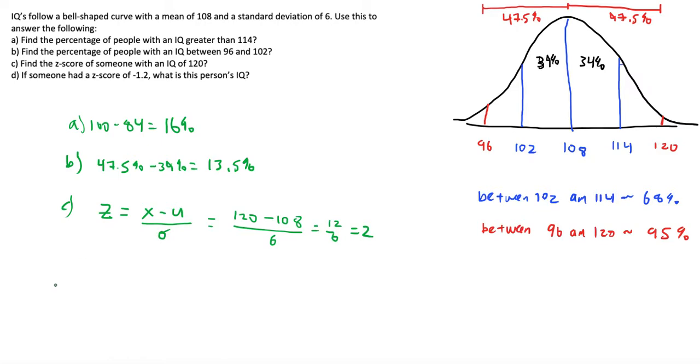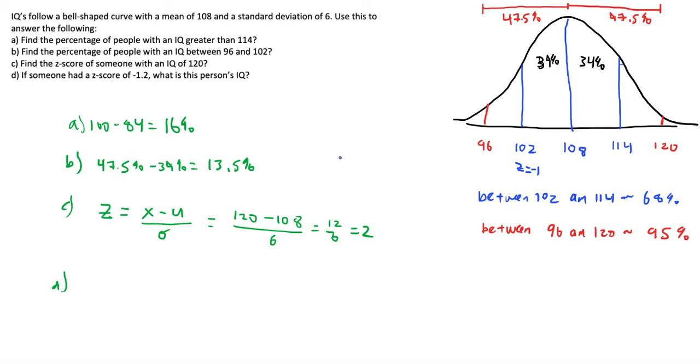And the last question here. I know that this person has a z-score of negative 1.2, and what we want to do is find this person's IQ. Let's think about this carefully. This z-score here should be negative 1, because we are 1 standard deviation below the mean. And if a person has an IQ of 96, their z-score should be negative 2. So the answer to this question should be something between 96 and 102, but maybe a little bit closer to 102.